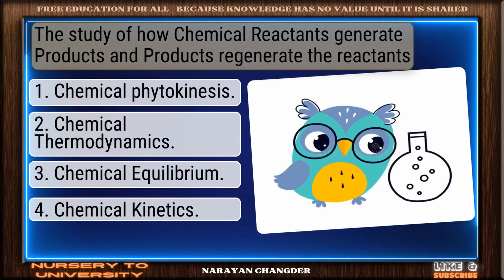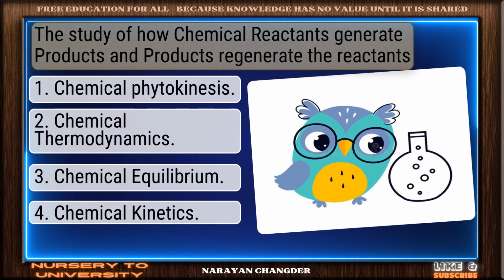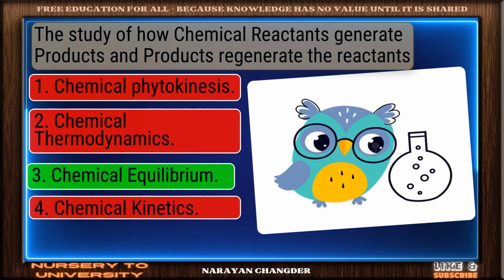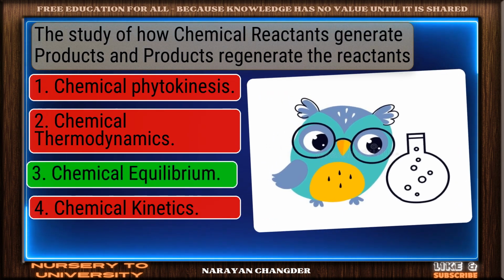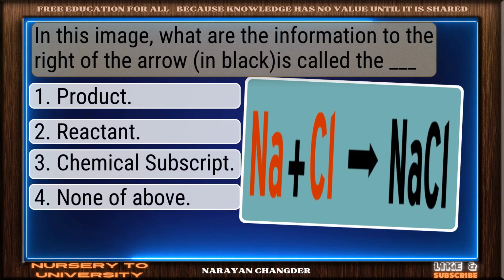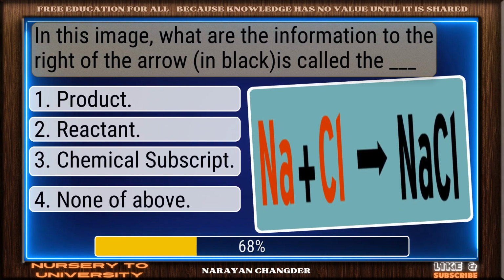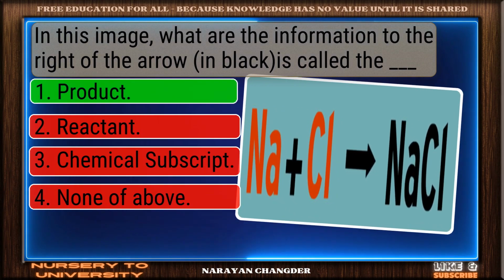The study of how chemical reactants generate products and products regenerate the reactants is called... Nicely done. Chemical equilibrium is a solid answer. In this image, the information to the right of the arrow is called the dash. Right again. Product is a valid answer.